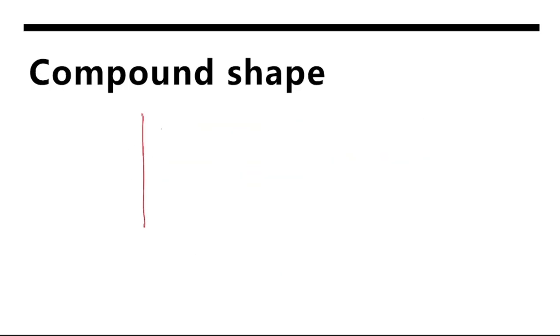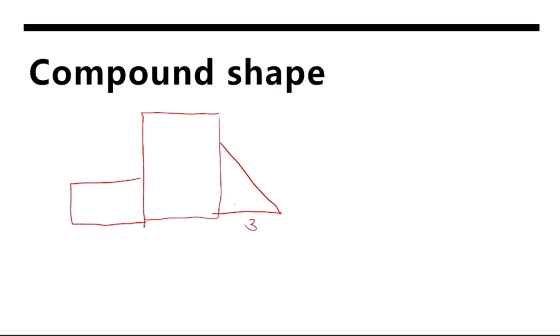Now compound shapes. For example, we have a rectangle, a triangle, and another rectangle. If we have 3 centimeters here, and 2 centimeters here, another 4 centimeters here, we have 2, and we have a 6. Like this will be given in the test. And here, let's give it 15.